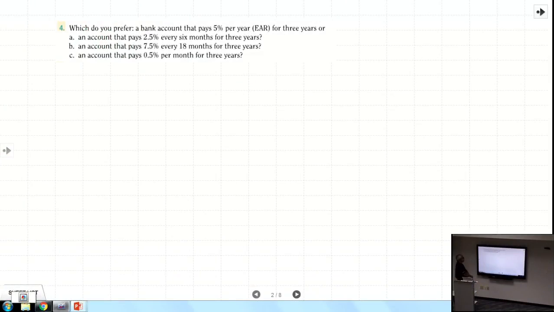Let's look at problem number 4. Which do you prefer? A bank account that pays 5% per year, equivalent annual rate for 3 years, or an account that pays 2.5% every 6 months for 3 years. So essentially you have to compare what a $1 deposit into a bank account that pays 5% interest will be worth in 3 years.